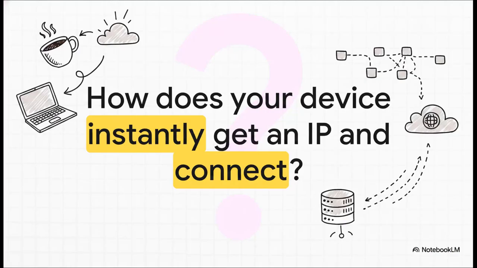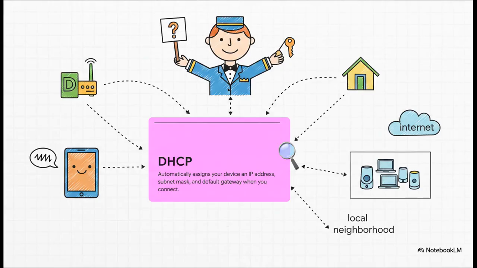You walk into a coffee shop, you tap on the Wi-Fi network, you type in the password, and bam, it just works. You're not sitting there manually configuring network settings. Something happens automatically, behind the scenes, that gets you all set up. So what is that something? That magical something has a name, DHCP, or the Dynamic Host Configuration Protocol.